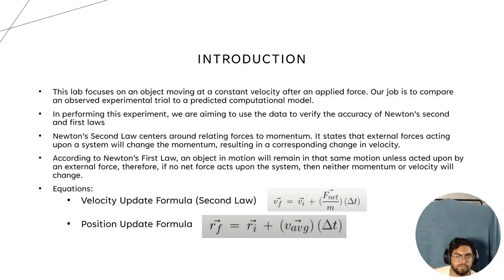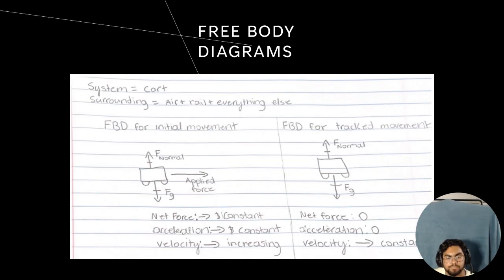So this lab focuses on a moving object at constant velocity after a force is applied. Our job is to compare an observed experimental trial to a predicted computational model that we use data to base off of. In performing this experiment, we're looking to cover two main topics, which are Newton's second law and Newton's first law. Newton's second law can be seen in this velocity update formula, and Newton's first law states that an object in motion will remain in motion unless acted upon by an external force. So if there's no net force that acts upon the system, neither momentum nor velocity will change.